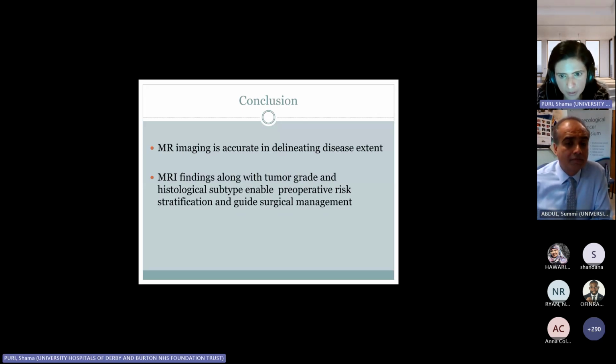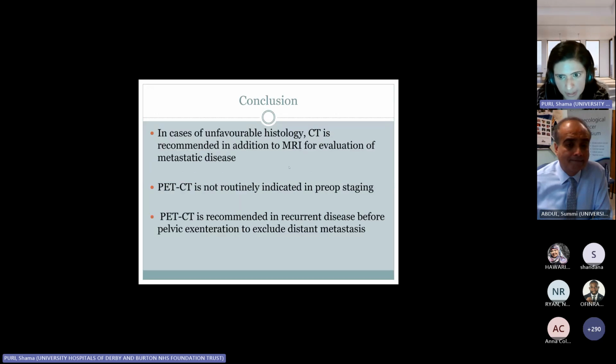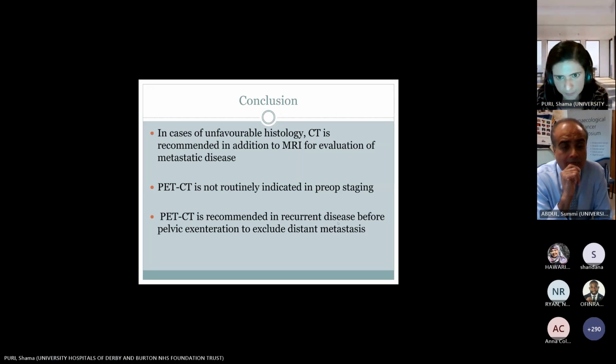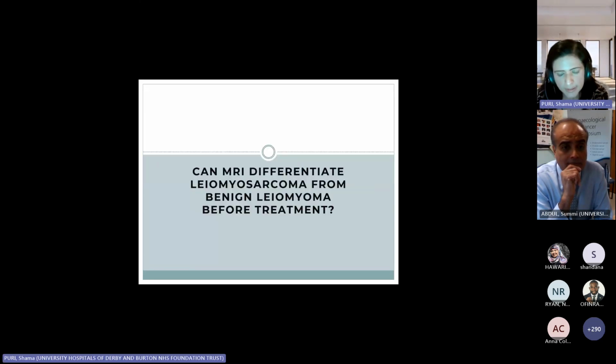When the histology is unfavorable or when the disease is advanced, then CT is recommended to look for distant metastasis. PET-CT is done when there is recurrent disease, especially when pelvic exenteration is being thought about. Okay, so that was endometrial cancer.